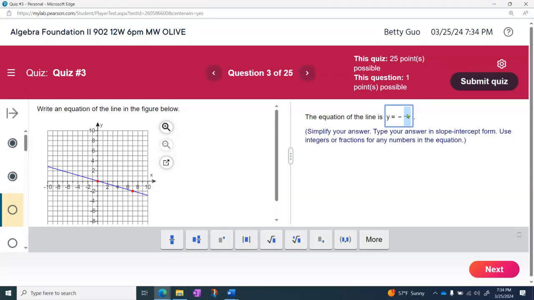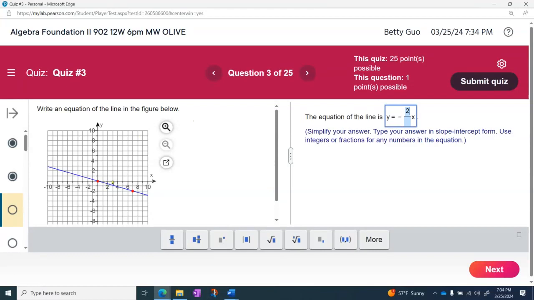Remember, slope is rise over run. What's the rise? What's the run? I see the two red points. I think the rise is going to be 2 units down. So rise is 2. And what is the run?